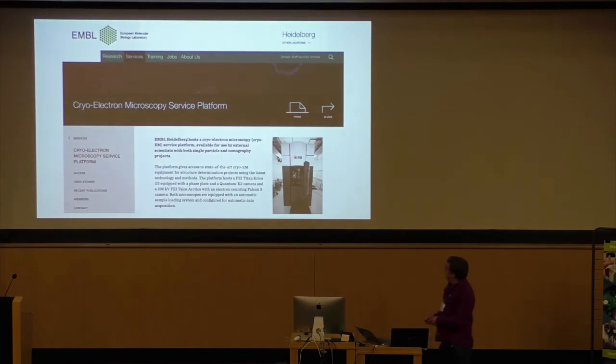So, we offer this as a service through Instruct. I think we're just about to join Instruct. And we also have a direct access scheme, which is paid, but it's a contribution. It's not full cost.